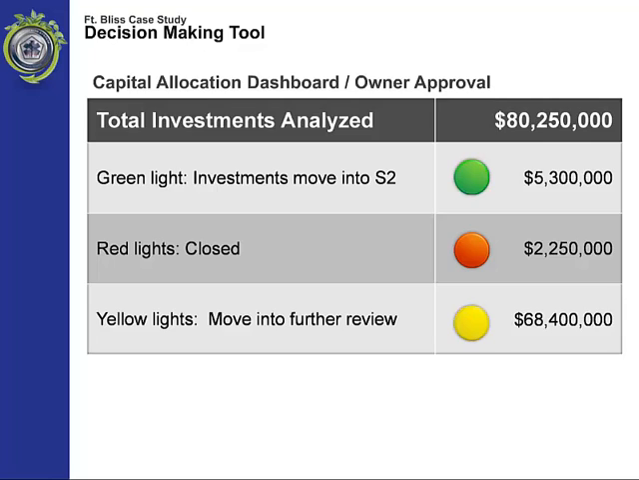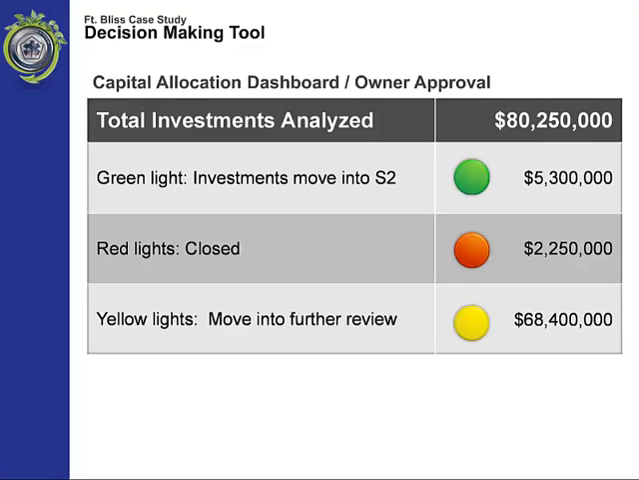Included with the SROI report and updates to the government was the Capital Allocation Dashboard. The dashboard assists decision-makers by graphically summarizing the results of the SROI evaluation and organizing the strategies into 3 categories. Green represents strategies moving forward to the S2 design. These strategies show a positive return on investment.